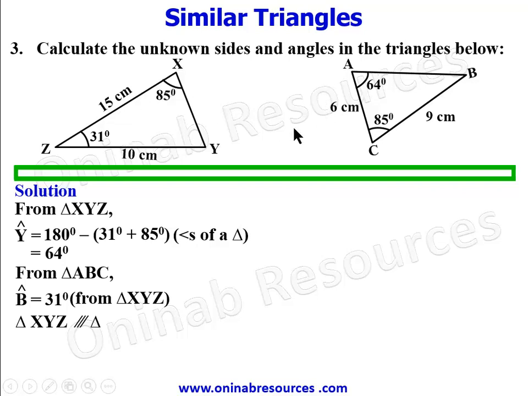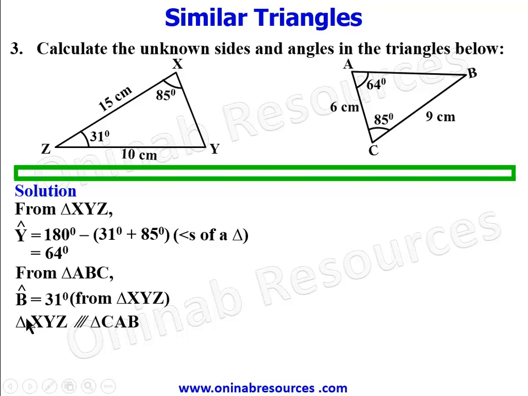Angle X here is 85 degrees, so C is 85 degrees. Then angle Y is 64 degrees, so A is 64 degrees. Z is 31 degrees, so B is 31 degrees. We have again stated these triangles in the correct order of their similarities. So what we do now is state the ratios of their corresponding sides.